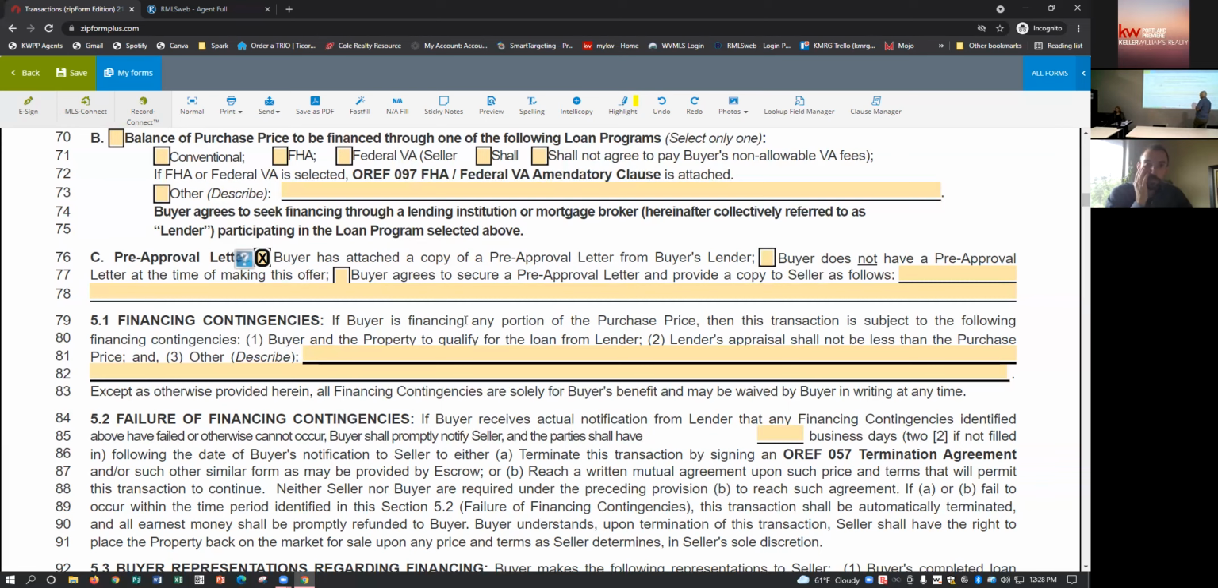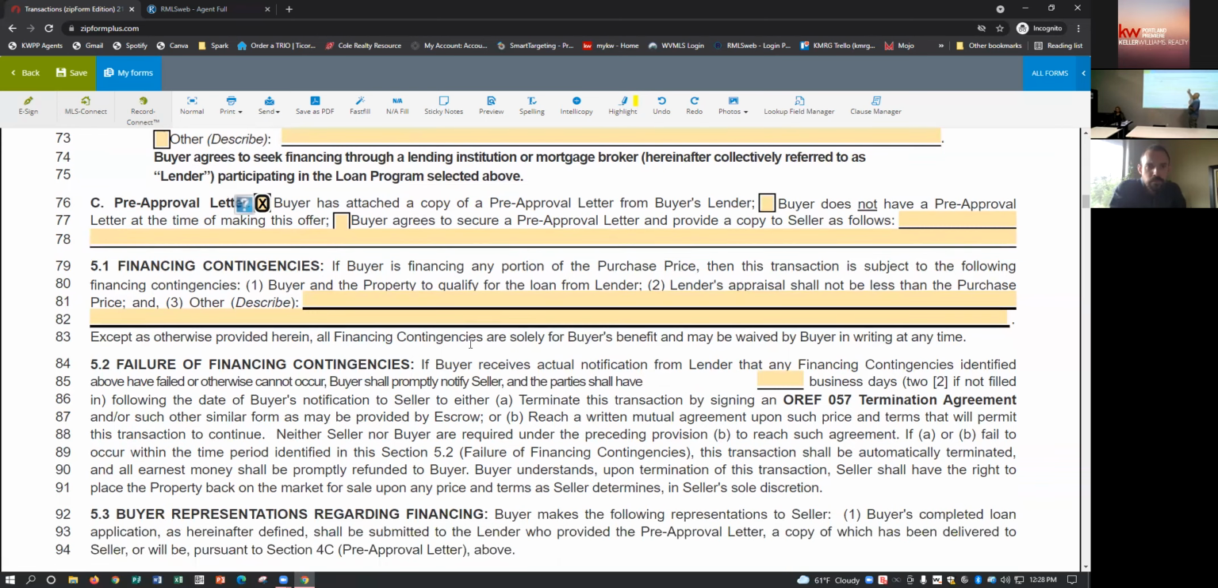Absolutely. Okay, 5.1, this is a really important part of the agreement. If buyer is financing any portion of the purchase price, then this transaction is subject to the following financial contingencies. 1, the buyer and property to qualify for the loan from the lender. So obviously the buyer has to qualify. What does it mean by the property has to qualify? What does that mean?